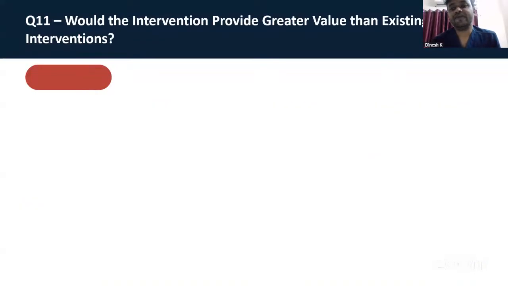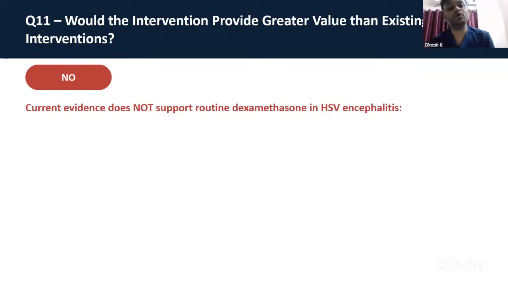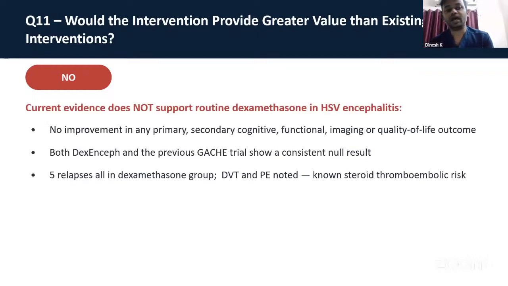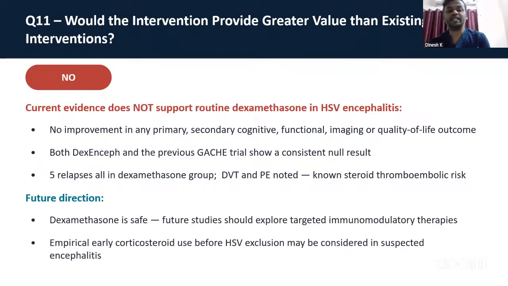Would the intervention provide a greater value than the existing intervention? No, dexamethasone didn't improve the verbal memory. So the current evidence doesn't support routine dexamethasone in HSV encephalitis, which was consistent with the GAS result. However, the takeaway point is dexamethasone can be safely given in any suspected encephalitis without worrying about increased viral replication. Coming to the future directions, definitely dexamethasone is safe. The future studies should explore targeted immunomodulatory therapy rather than non-specific anti-inflammatory agents like steroids. This is one of the future directions which we have to think of.